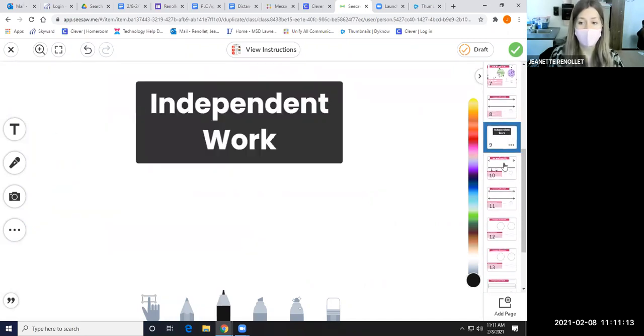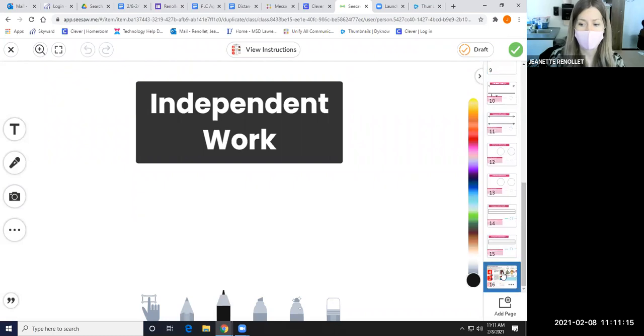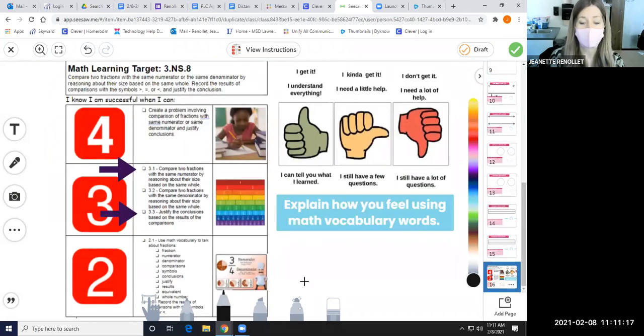Start on slide number 9, show your knowledge, and when you get to slide number 16, I want you to reflect on your ability to compare 2 fractions and justify your conclusion. You will explain how you feel using math vocabulary words.